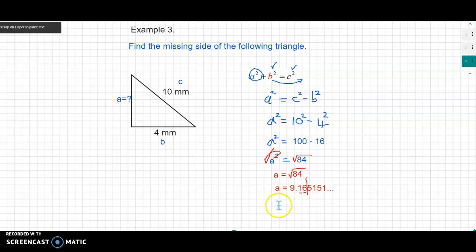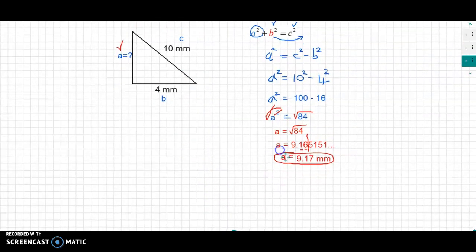So the value of A will be 9.17. Be careful with the units, guys. Here we're talking about millimeters, so this is also millimeters. So 9.17 millimeters would be the answer for the missing side of this triangle. So example 3 is already done. Let's continue now with the last example.